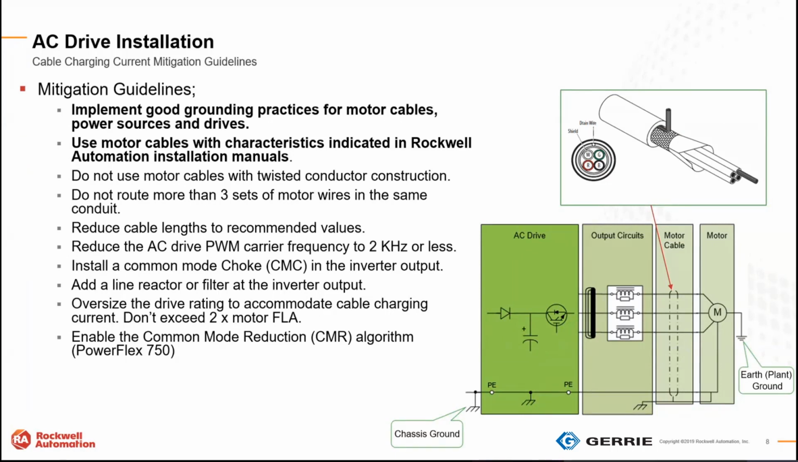The next thing I was going to look at is some of the mitigation that we can use around that cable charging current. First off, it's good grounding practices for motor cables, as well as using the characteristics that we specify in the installation manuals. Some of the other things that we see oftentimes in the field is motor cables with twisted conductors. That'll cause more of the capacitance coupling, and we also see quite often 3 sets or more of motor cables in the same conduit.